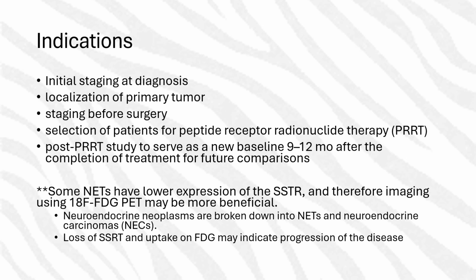So if you're seeing less and less uptake in tumors on the neuroendocrine study, but they're taking up more activity on the FDG, that's a sign that the tumor is progressing and that the cancer is progressing quickly.